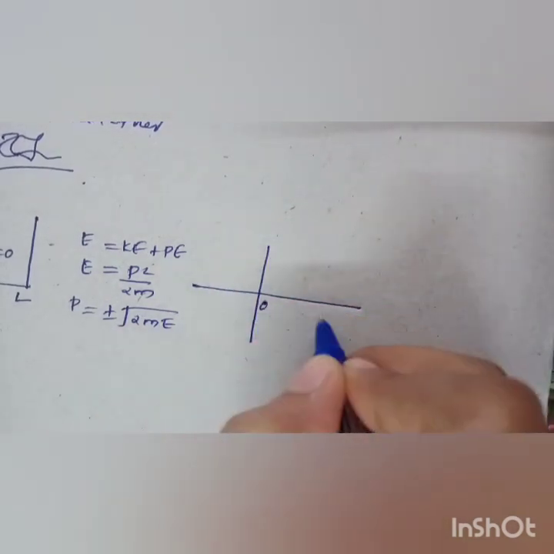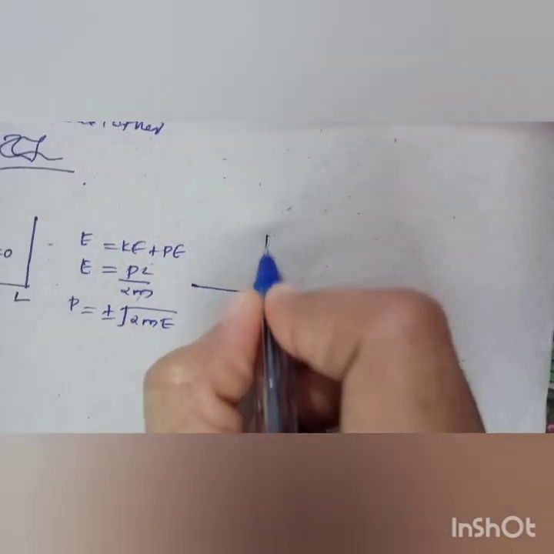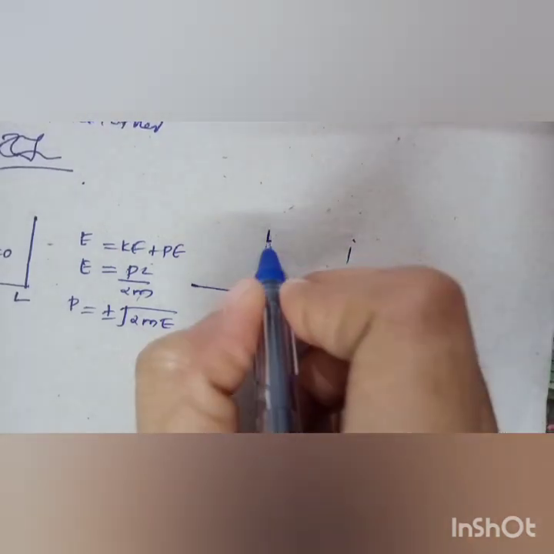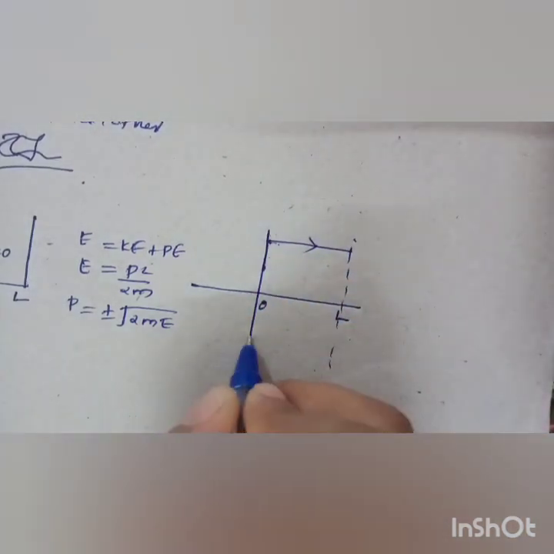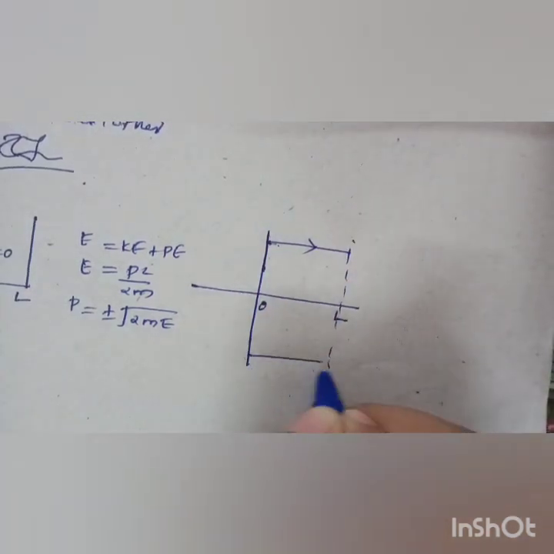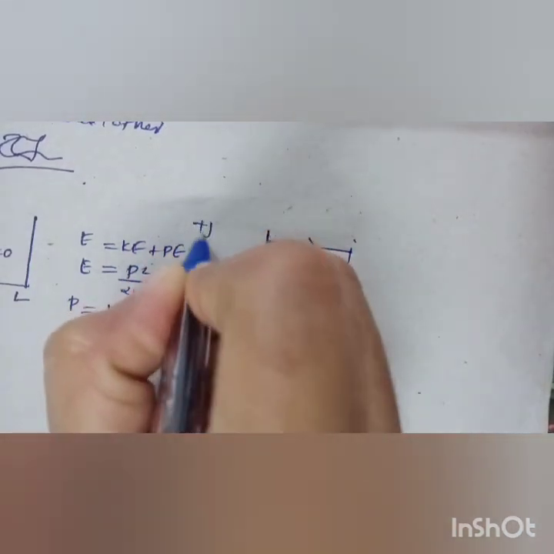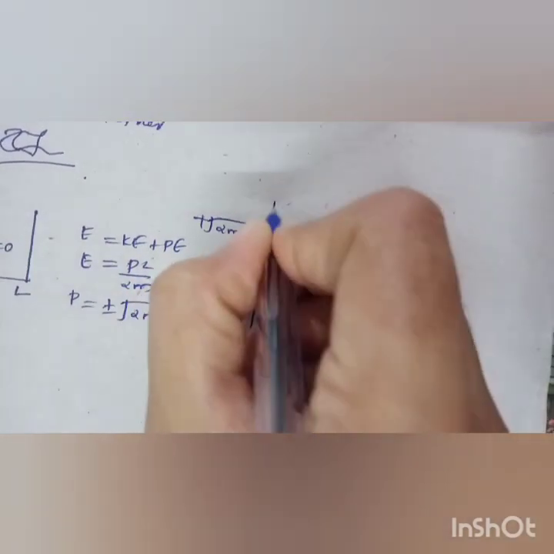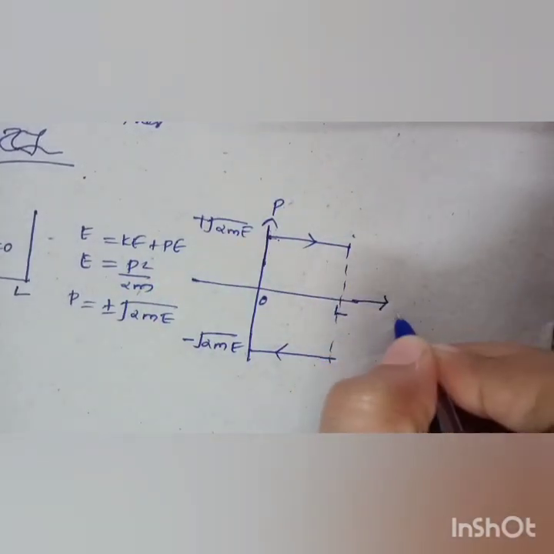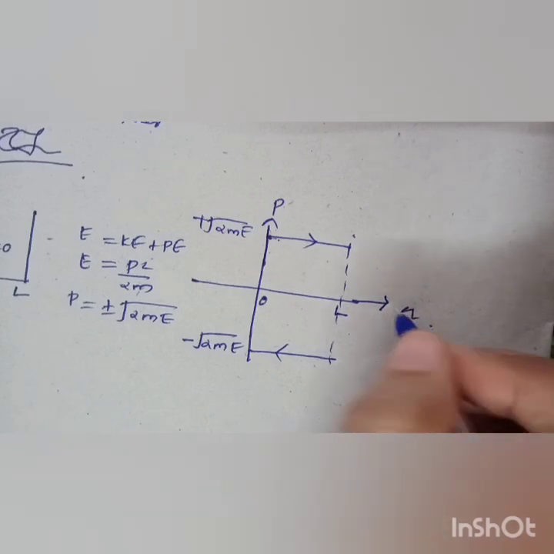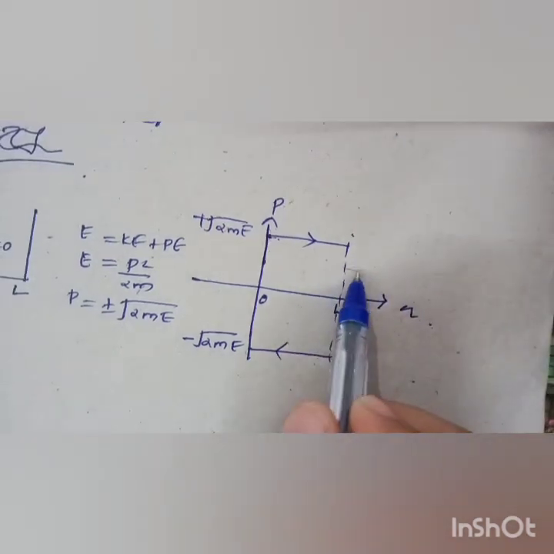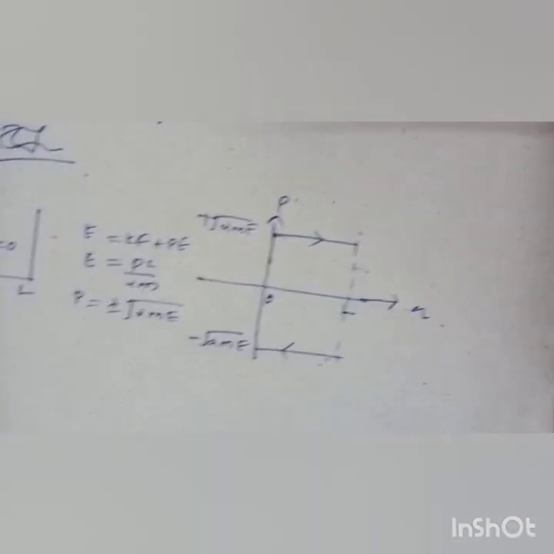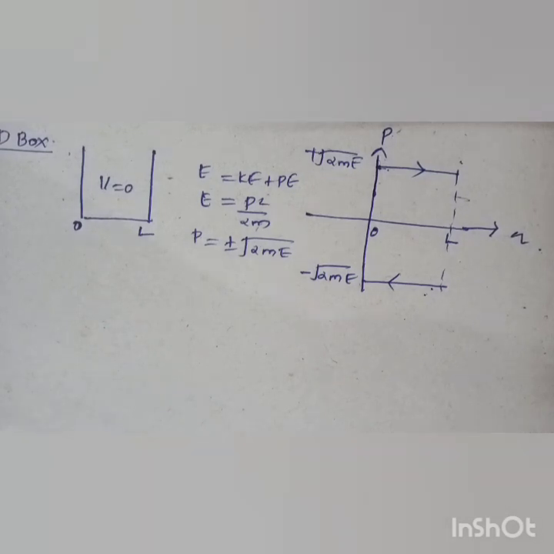So this is from 0 to L, and the one-dimensional box is like this. The phase space has two values for p, that is plus under root 2mE and minus under root 2mE. This is momentum, and this is position q. When momentum is positive, the motion is forward. When momentum is negative, the motion is backward. So this is the phase space for the one-dimensional box from 0 to L.